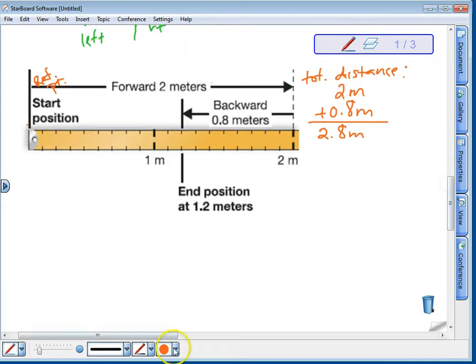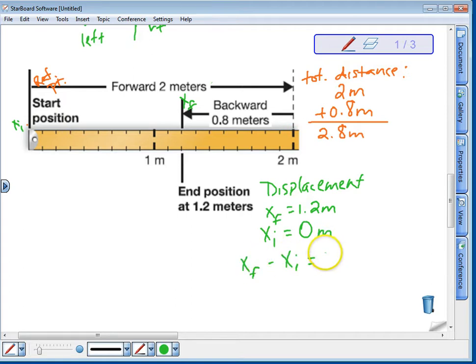However, my displacement is not the same as my distance. My displacement would be my final position, which is here, minus my initial position, which is here. My x sub f is at 1.2 meters. My x sub i, my initial position, was at 0 meters. So when I say x sub f minus x sub i gives me displacement, I'm saying a positive 1.2 meters minus 0 meters gives me a positive 1.2 meters as my displacement.